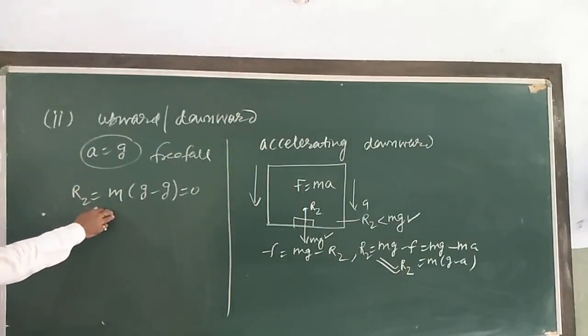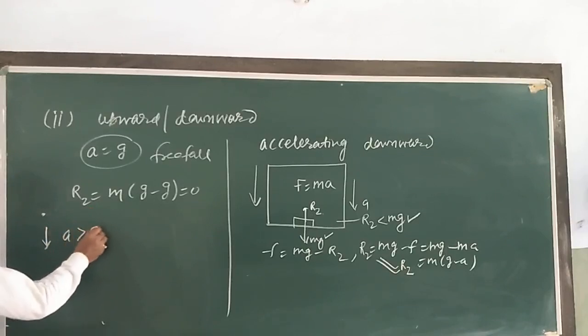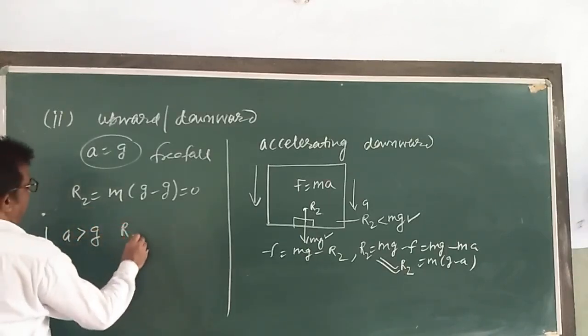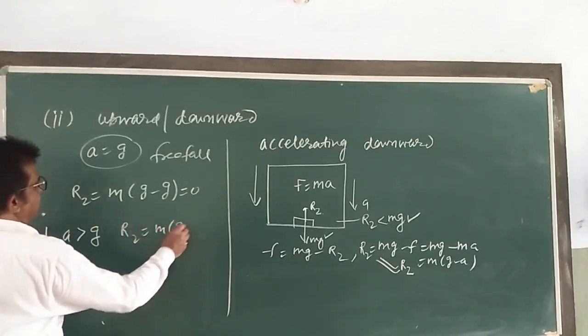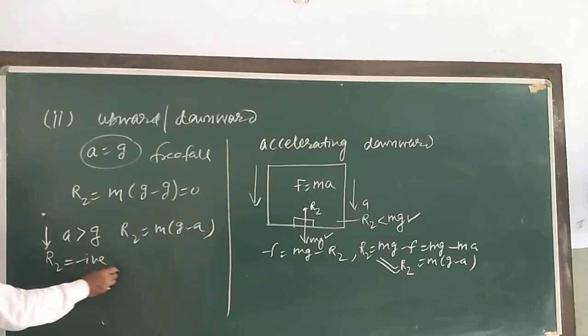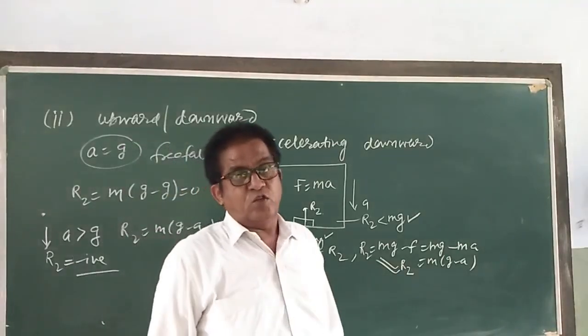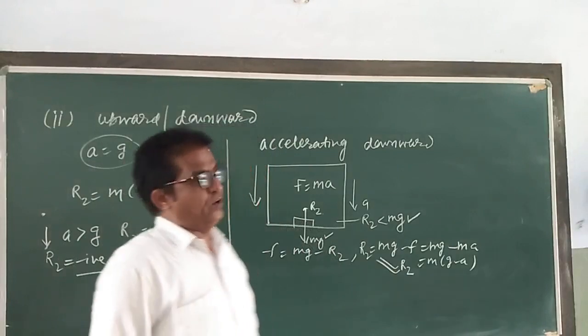Weightlessness is felt only when the downward acceleration is greater than g. When the downward acceleration is greater than g, then with this equation R2 is equal to m into g minus a, R2 becomes negative. So R2 becomes negative, then the apparent weight of a person becomes negative.